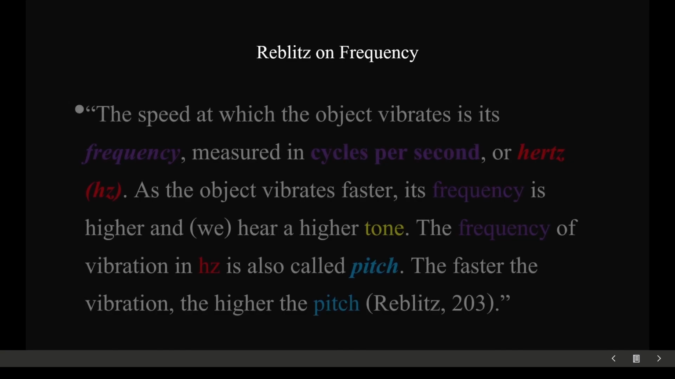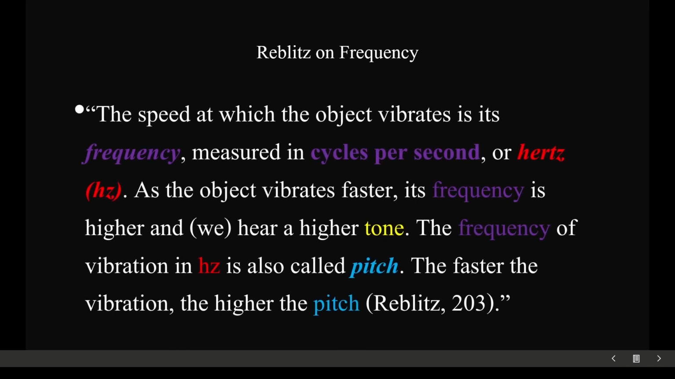Now to wrap it all up, I love Reblitz's definition of frequency. So check this out. The speed at which the object vibrates is its frequency, measured in cycles per second, or hertz. As the object vibrates faster, its frequency is higher, and we hear a higher tone. The frequency of vibration in hertz is also called pitch. The faster the vibration, the higher the pitch. Once again, the faster the vibration, the higher the pitch.